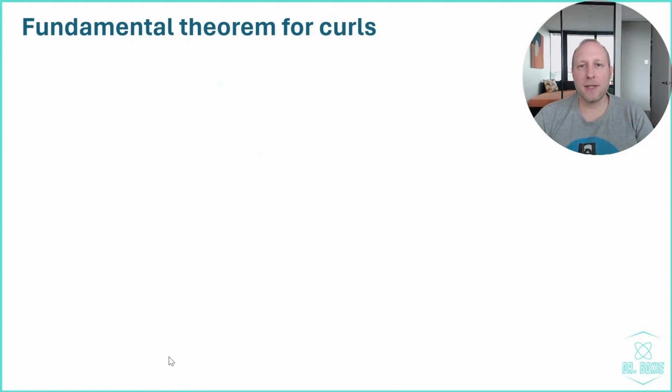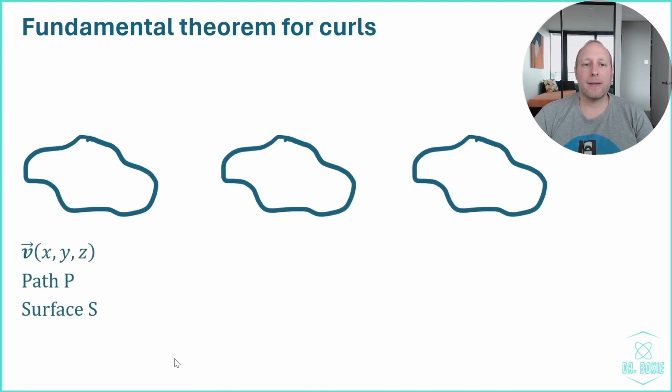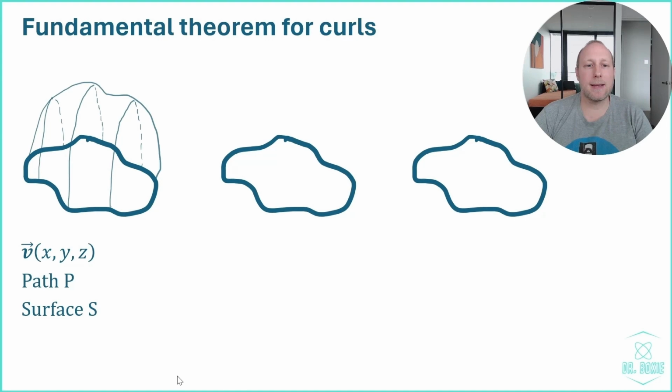For the case of curls, we start with, again, a vector field V, and this time we take a path P, which I drew three times here. Now, any path, any closed line, can be thought of as the boundary of some surface, but it can actually be thought of as the boundary of an infinite number of surfaces. One possible surface that has this path P as its boundary is this one.